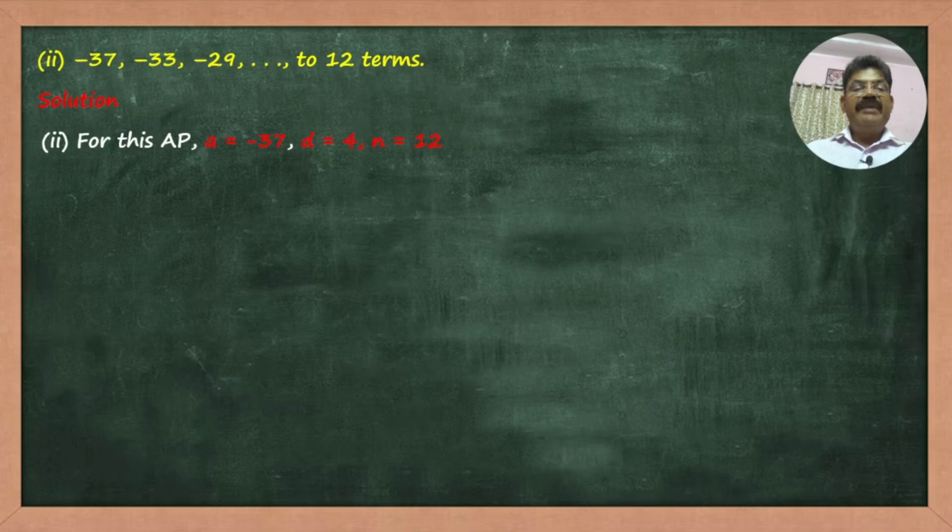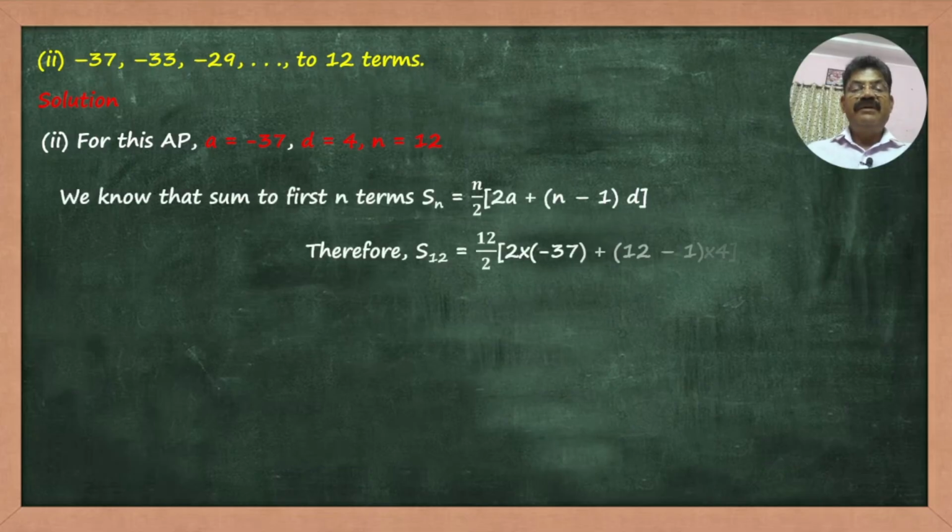Next, a similar problem. a is equal to minus 7, d is equal to 4, and n is equal to 12. Therefore, in the formula, when you substitute all these values, you get S12 is equal to minus 180.